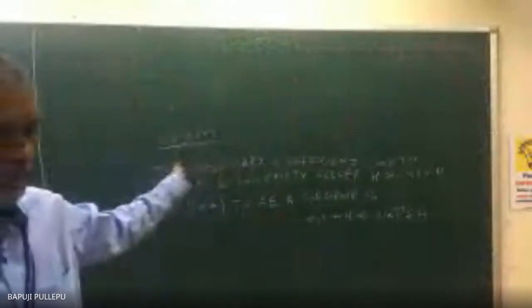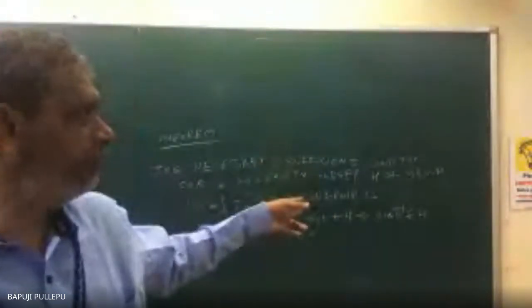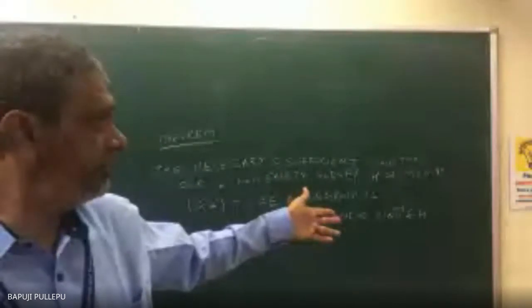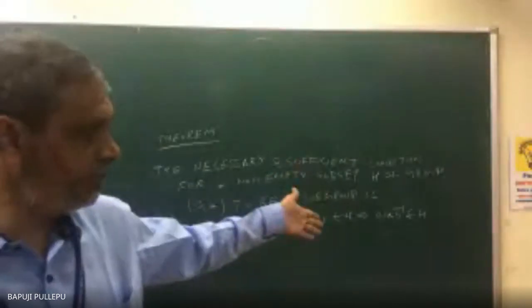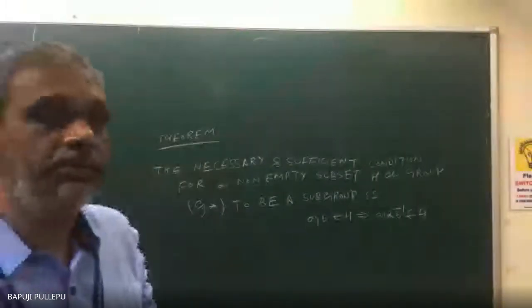Necessary means I have to reach it. Sufficient means you have to come back. So both ways you have to prove it. Suppose it is a subgroup, then A star B inverse belongs to H. Suppose this is true, then H should be a subgroup. Like this you have to prove. Correct or not?